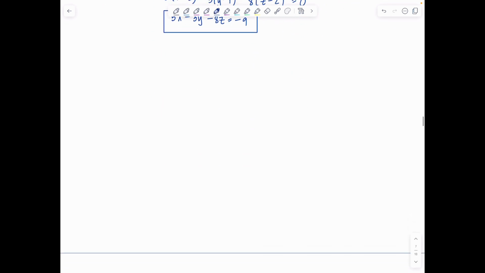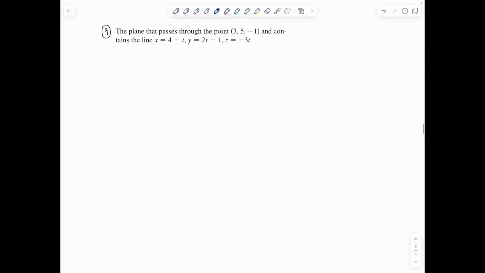Here we go now. Things are going to get more spicy. We need the equation of the plane that passes through the point 3, 5, negative 1 and it contains the line x equals 4 minus t, y equals 2t minus 1, and z equals negative 3t.